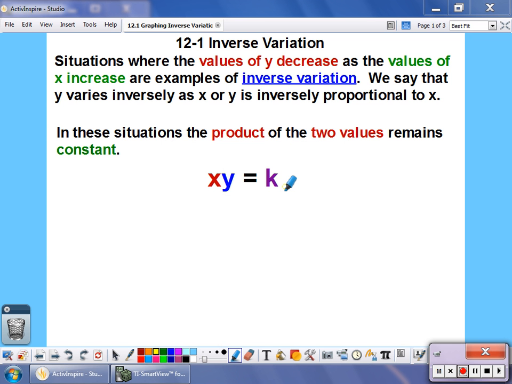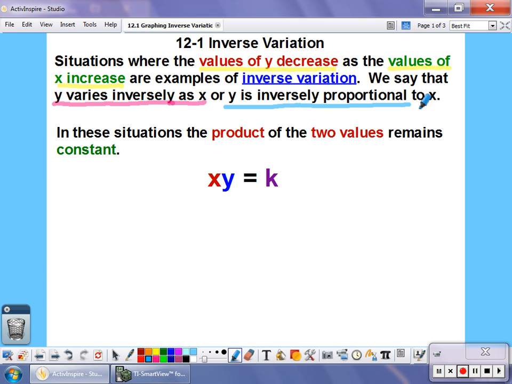When you have an inverse variation situation, your x values and your y values are moving in the opposite direction. There are situations where your values of y are going to decrease as your values of x increase. When you have inverse variation, you'll see words like this. You'll either see something that says y varies inversely as x, or you might see something that says y is inversely proportional to x.